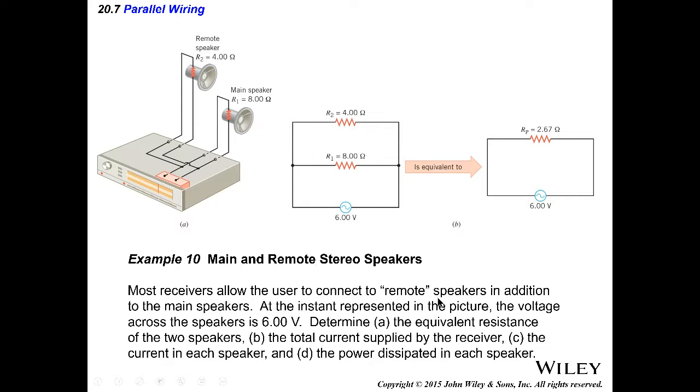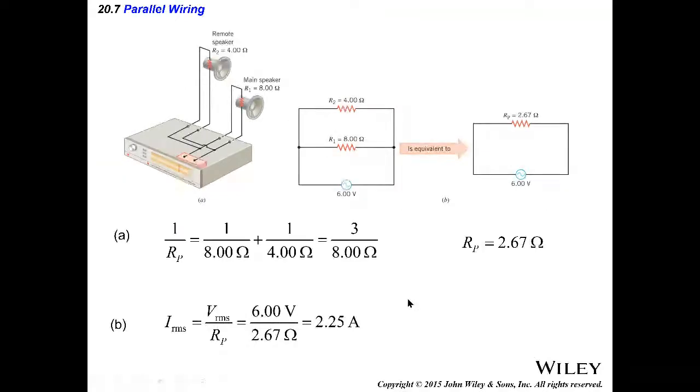So they say they want to add a remote speaker to the main speaker. At the instant represented in the picture, the voltage across the speakers is 6 volts. And now they ask to determine the equivalent resistance of the two speakers, the total current, the current in each speaker, and the power dissipated in each speaker. In other words, you now go into the actual analysis of what happens.